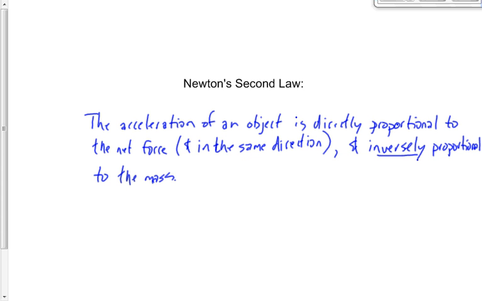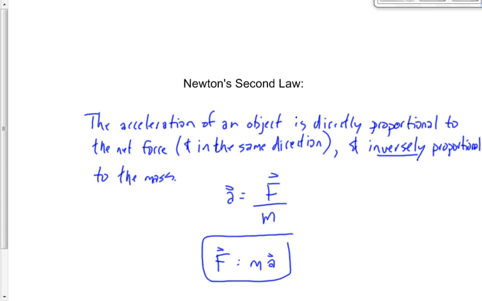In other words, if we write this as an equation, as F goes up, A goes up. As M goes up, A goes down. In other words, A is equal to F over M. The acceleration is equal to force over mass, the net force over the mass. Usually, however, we see that rearranged to take this form, F is equal to M times A. And in fact, this is the way that it appears on your data sheet, F is equal to M times A.